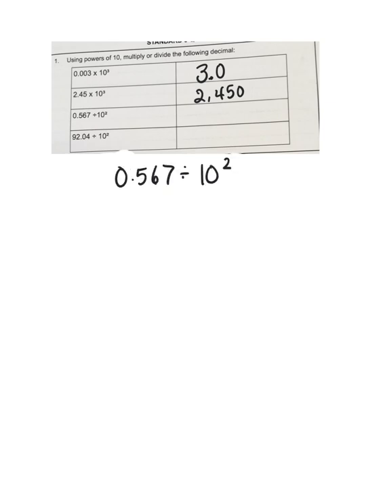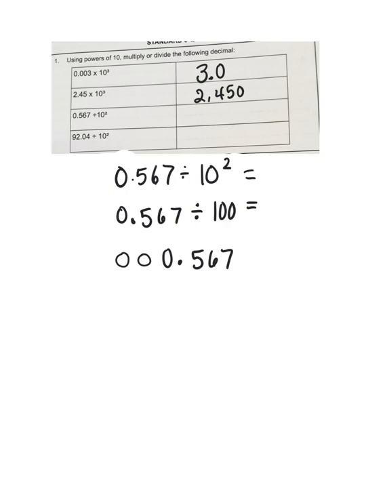Next, we're going to divide 567 thousandths by 10 to the second power. So we're going to divide 567 thousandths by 100. That's the value of 10 to the second power. Rewrite your number, and then add some zeros as a placeholder.